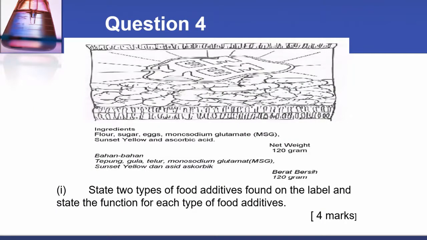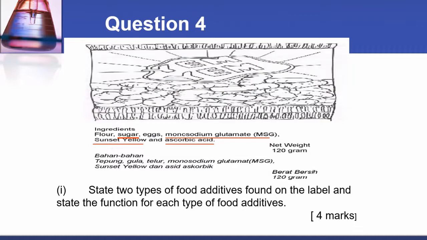Question 4 shows a food label. So the ingredients of the food will be flour, sugar, eggs, monosodium glutamate, sunset yellow, and ascorbic acid. State 2 types of food additive found on the label and state the function for each type of the food additive. So you should highlight the food additive found on the food labeling. So sugar, monosodium glutamate, sunset yellow, and ascorbic acid.